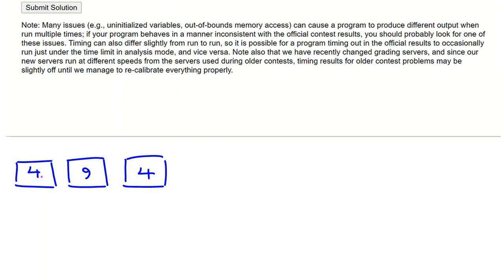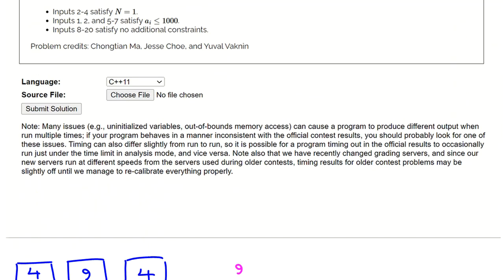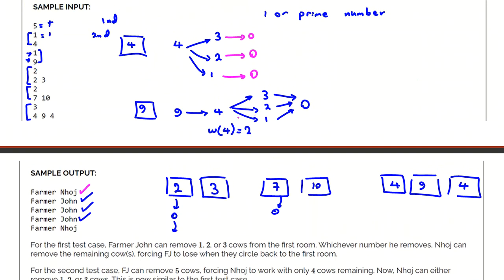For 4, second player is winner, when the second player can reach 0 in 2 steps. For 9, first player is winner. Here we proved 9 can go to 4.